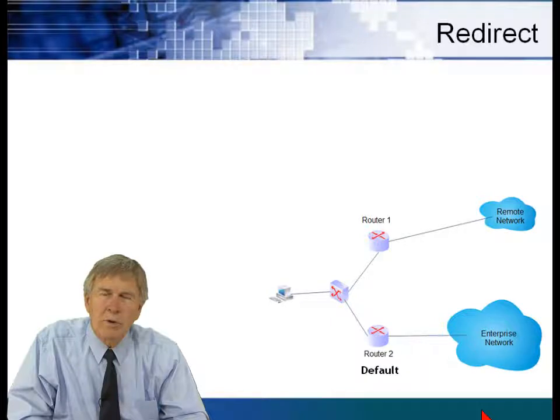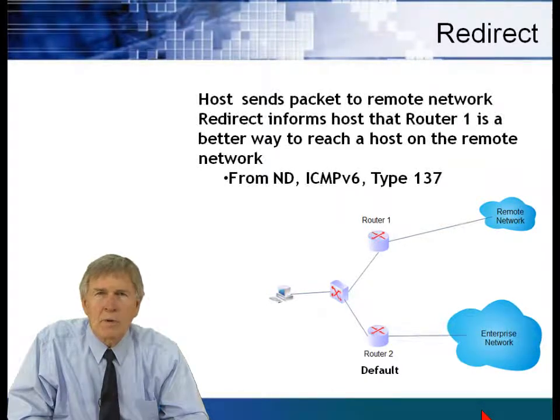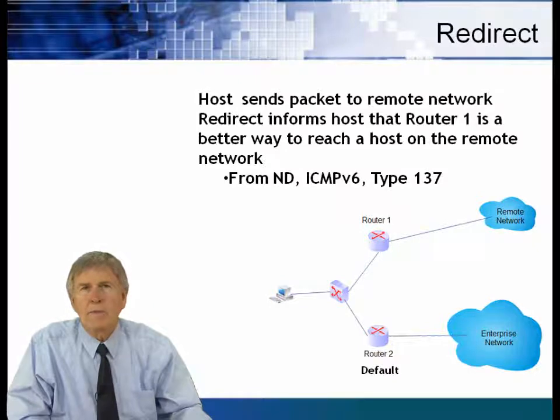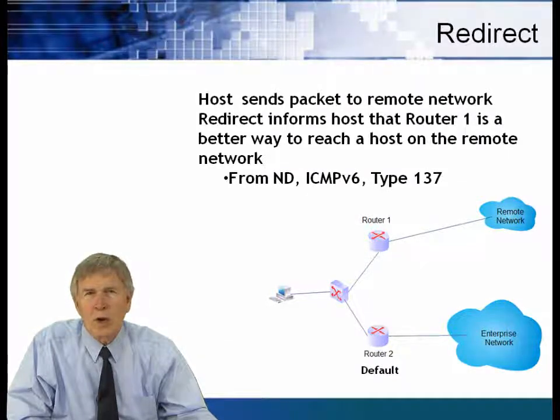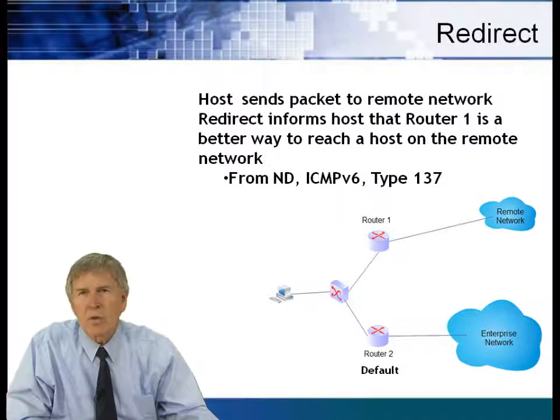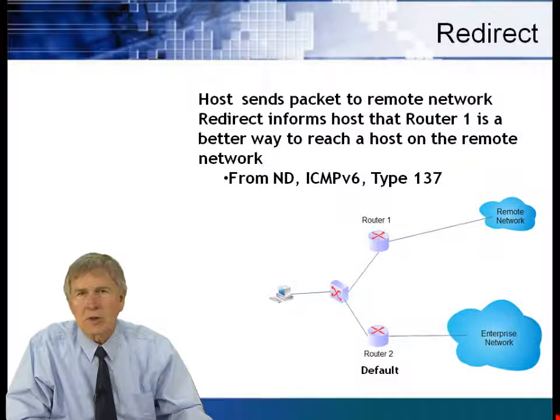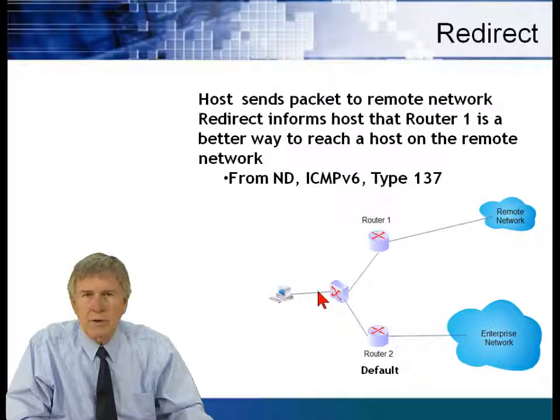So in neighbor redirect, remember, a host sends a packet to the remote network, and the redirect then informs the host that router 1 is a better way to reach the host on the remote network. Let's see if I can trace out the processes here. The default router takes the message. So our host wants to talk to someone on the remote network. But in the actual process, we then get a redirect, and this is a switch, so it's just relaying information. The redirect message then sends us on to router 1.